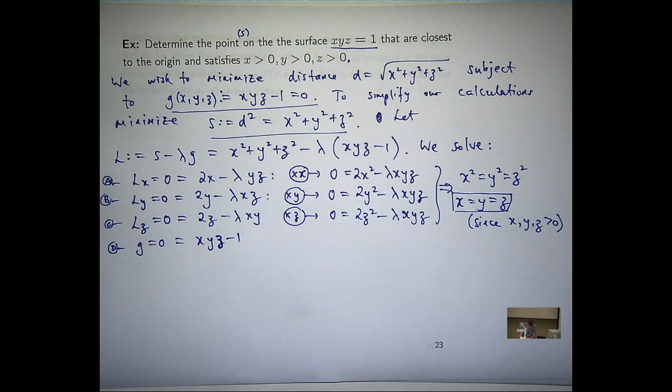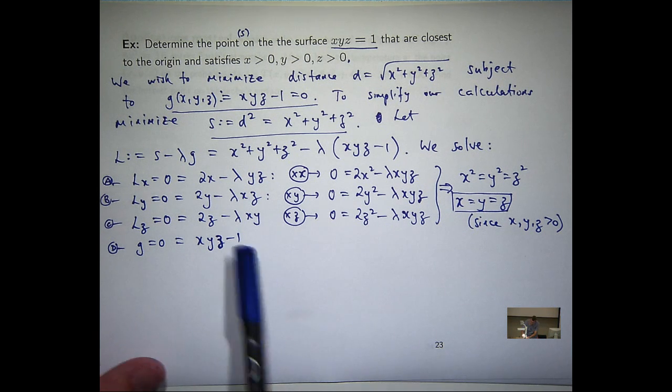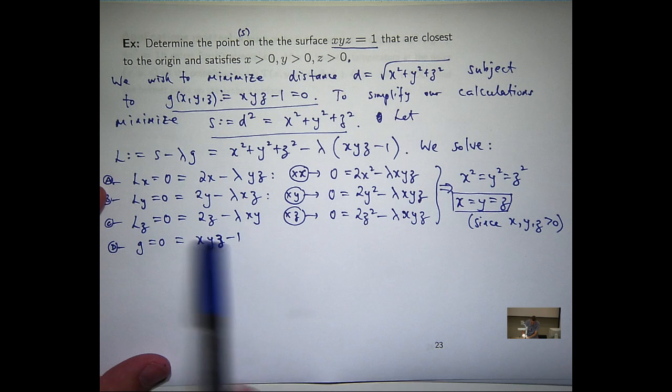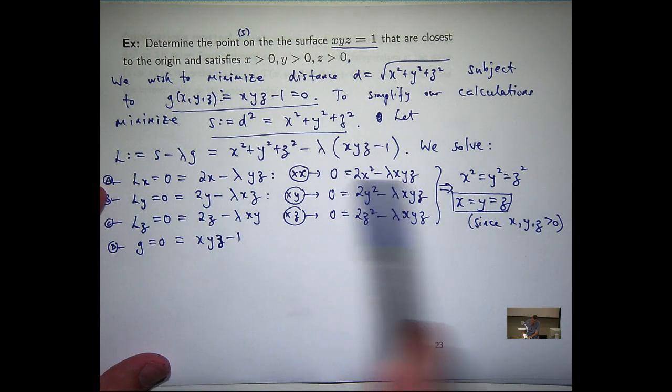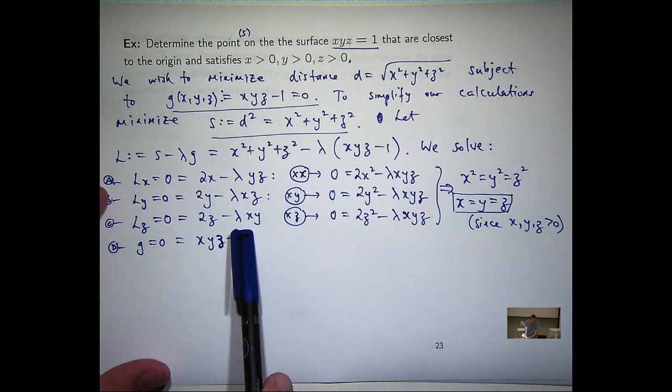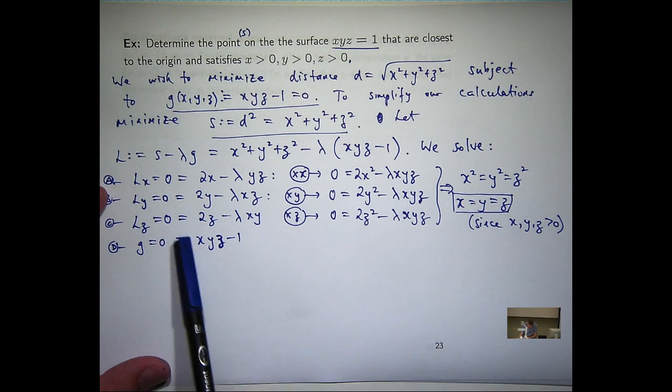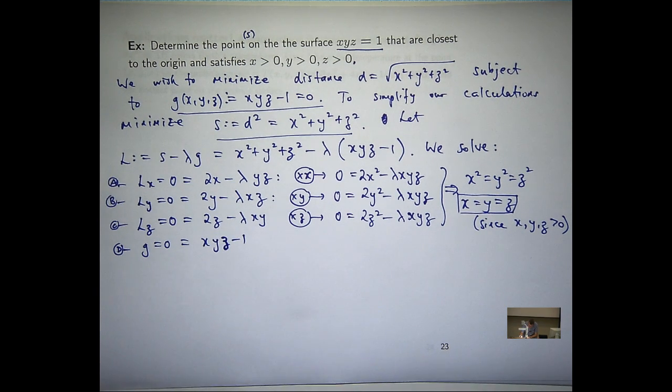So now what? Well, what equation haven't I used yet? This one, my constraint equation. I've used all of these three and come up with something, but I haven't touched that. So what I can do now is sub back into here, to get rid of the y and z, I'll get x cubed minus 1 equals 0. So what's the solution to that? x equals 1. It's positive, so it agrees with the information.